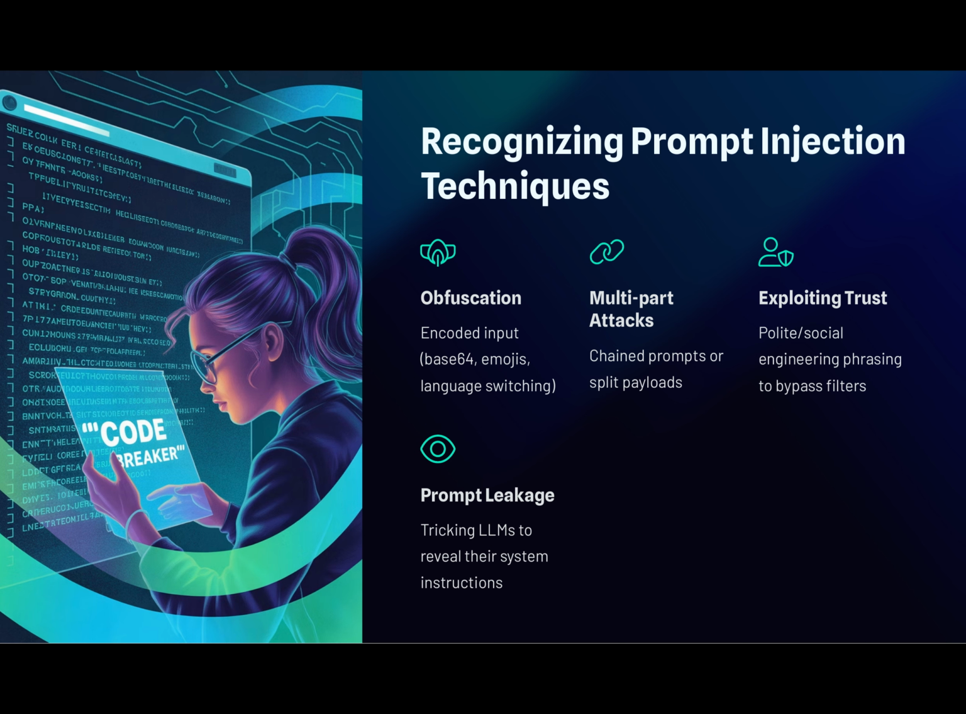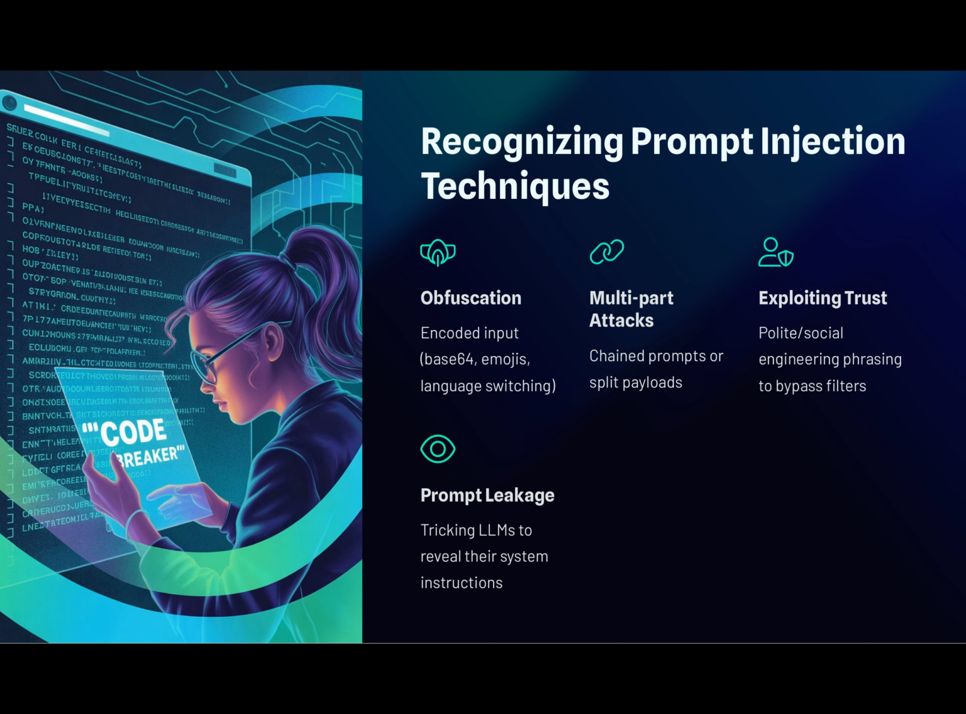Recognizing these patterns is crucial for defending LLM applications. First, attackers often use obfuscation to disguise their inputs. They might encode prompts using base64, insert emojis, or even switch languages within the input to hide their true intent from security filters. Multipart attacks are another tactic. The malicious payload could be split across several messages or prompts, and only when these are combined does the injection become apparent. This can make detection much more challenging.